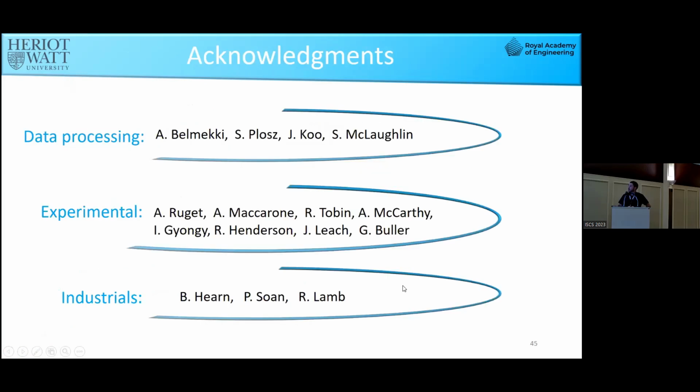Obviously, this is not my only work. It's a group work involving people working in data processing: my PhD student Amir, postdoc Sandor, Hu, and Steve McLaughlin. And we collaborate with people acquiring data here and industrials.